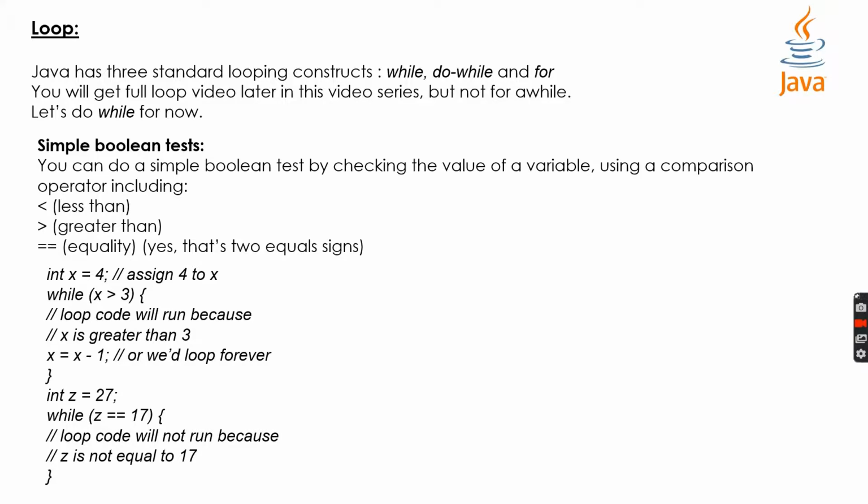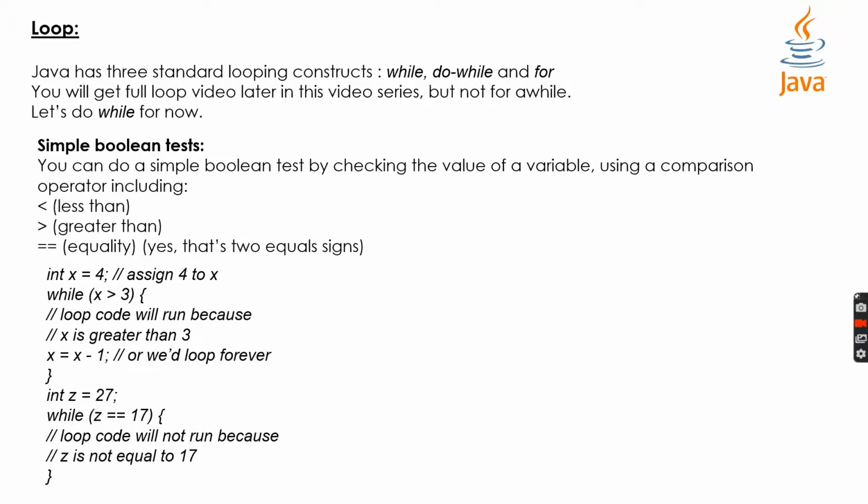Now let's see the program. Integer x equals 4. Assign 4 to x. While x is greater than 3, open curly bracket, the loop code will run because x is greater than 3. Now x is equal to x minus 1, or we would loop forever. Okay, now the while loop is closed.